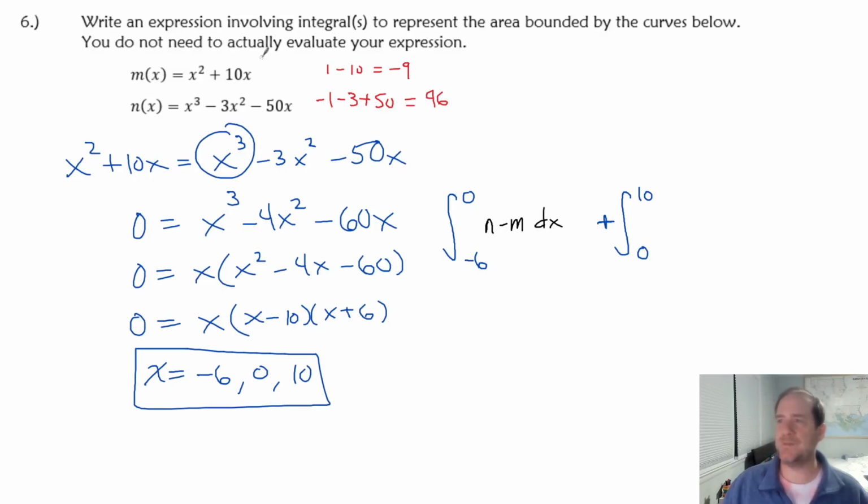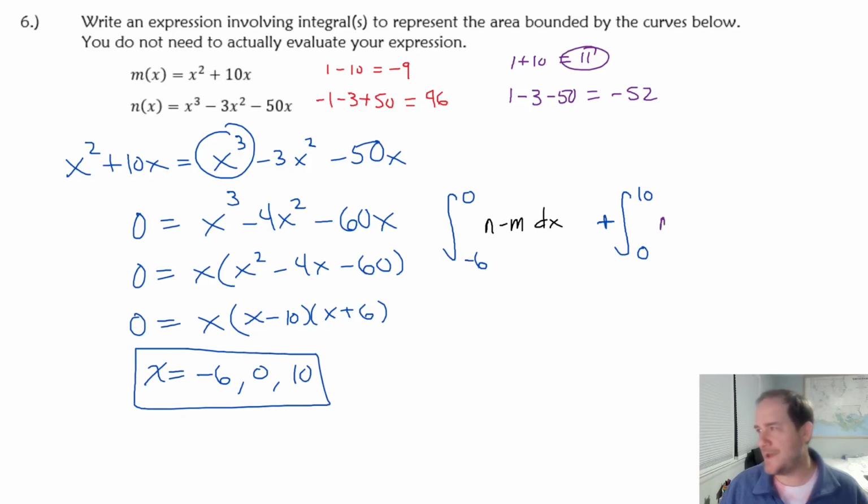Between 0 and 10, you're plugging in +1. And +1 is giving 1 plus 10, which is 11. And +1 down here in function n is giving 1 minus 3 minus 50. So that's -52. So for sure, 11 is greater this time. So this guy wants to be m minus n in that order with a dx on the end.